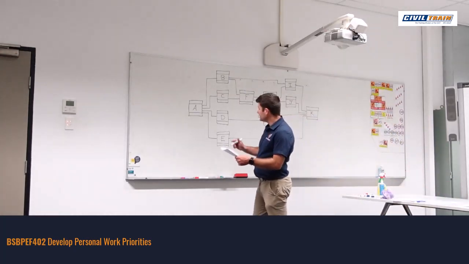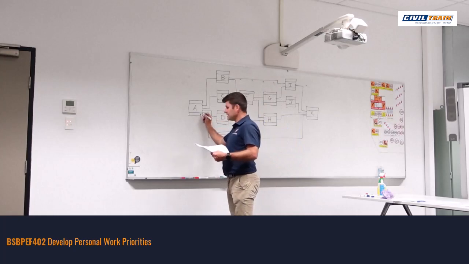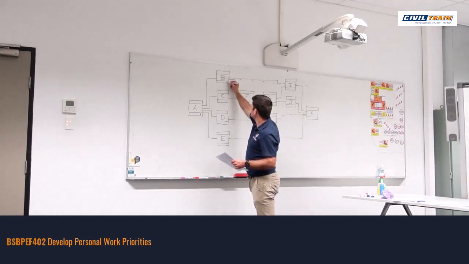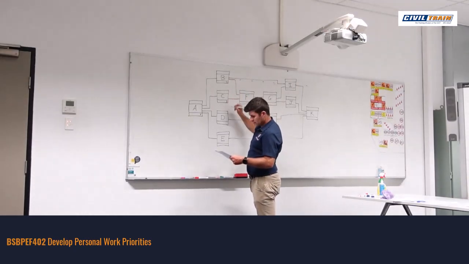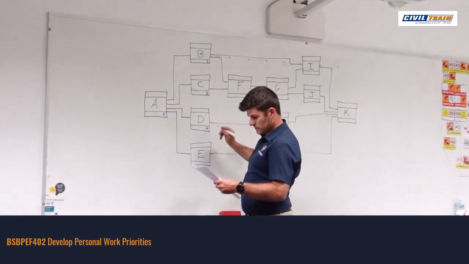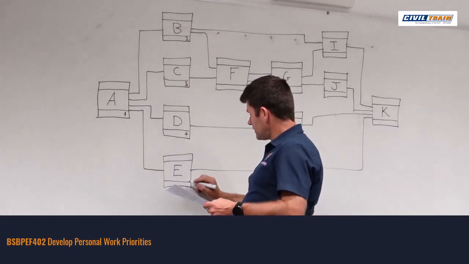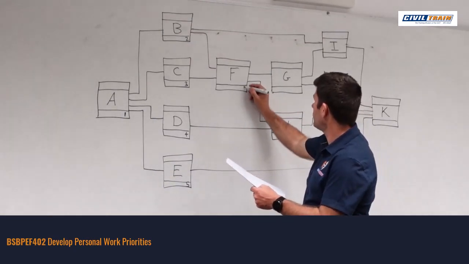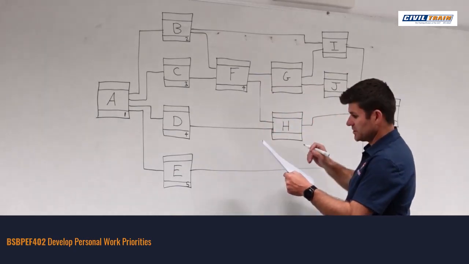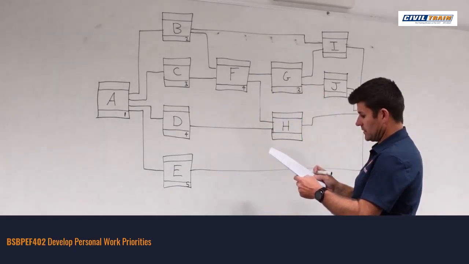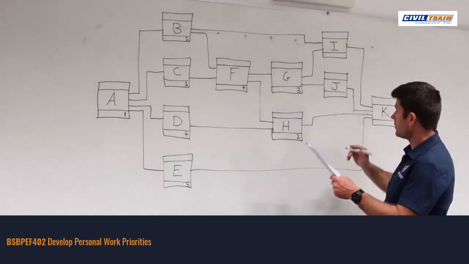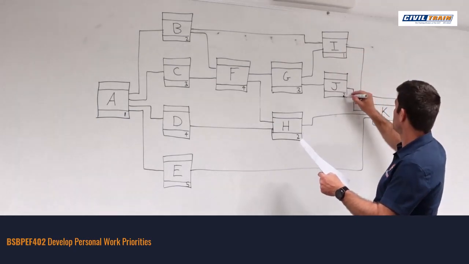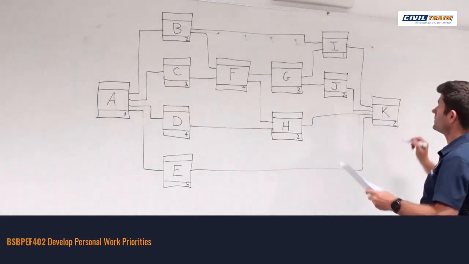So with task A, we put duration of 1 day, B I think was 2 days, C, 3 days, D was 4, E was 5, F 4, G was 3, H was 2, I 1, J 2, K 2.